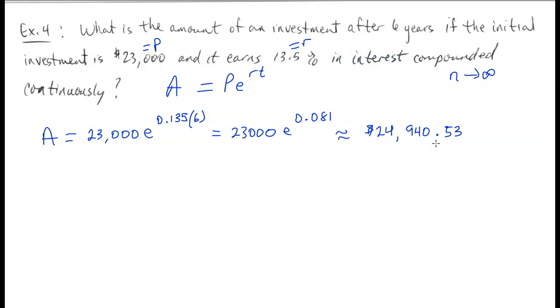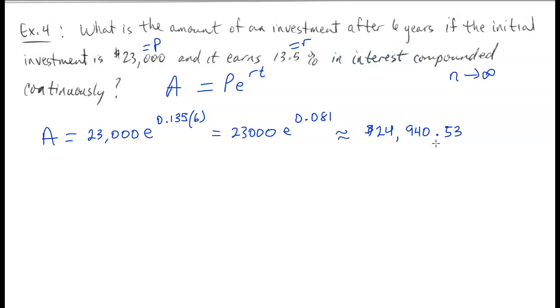Okay, so if they tell you, hey, if you invest $23,000 now and you leave it with me for 6 years at 13.5% interest, you're going to be able to earn $30,000. I'm going to be able to give you $30,000 or $40,000 back. Well, based off of this, that's not realistic.